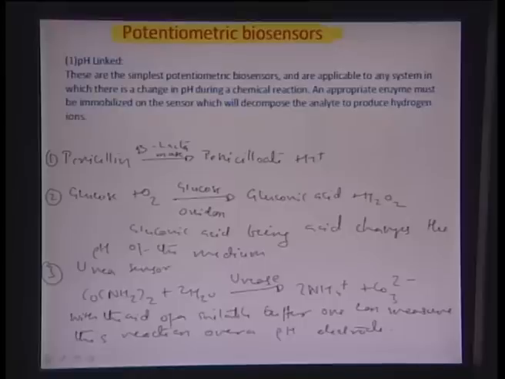Before doing that, we can define them as the simplest potentiometric electrodes applicable to any system in which there is a change in pH during a chemical reaction. An appropriate enzyme has to be immobilized sometimes onto the sensor, which is also known as the recognition element, if you look at the sensor model which we did earlier, which will decompose the analyte of interest to produce a hydrogen ion, and an increase in the hydrogen ion would mean a reduction in pH, and therefore you can accordingly measure the concentration of the analyte which is broken down.